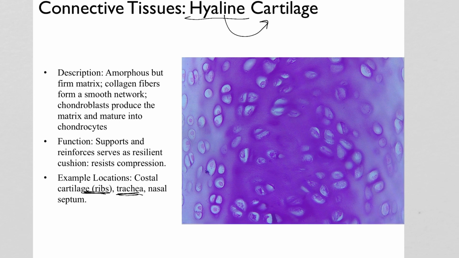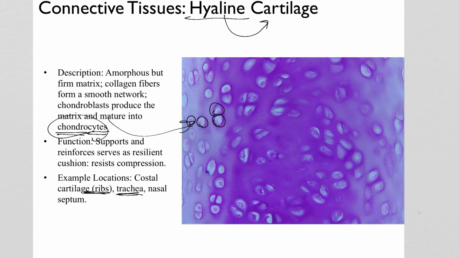And the only thing to change on here is the cells that you see, we give them a unique name. The prefix chondro always means something to do with cartilage, and cyte, like cytoplasm, is always cell. So chondrocytes really just mean cartilage cells. It's the same idea as fibroblasts, just a unique name because it's specific to cartilage tissue.